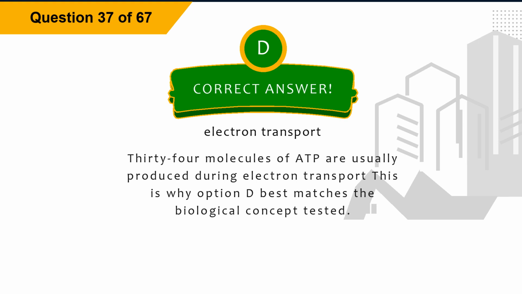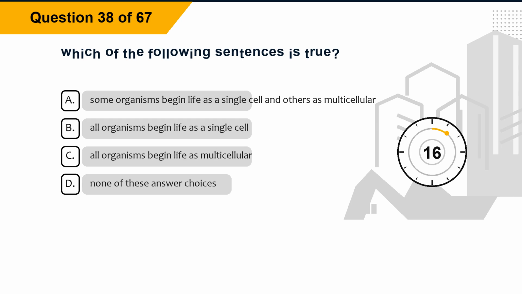Explanation. 34 molecules of ATP are usually produced during electron transport. This is why option D best matches the biological concept tested. Question 38. Which of the following sentences is true? Option A, some organisms begin life as a single cell and others as multicellular.